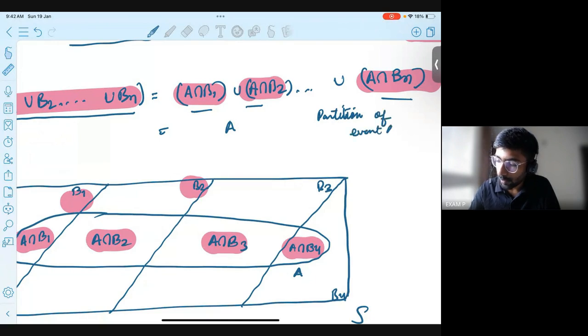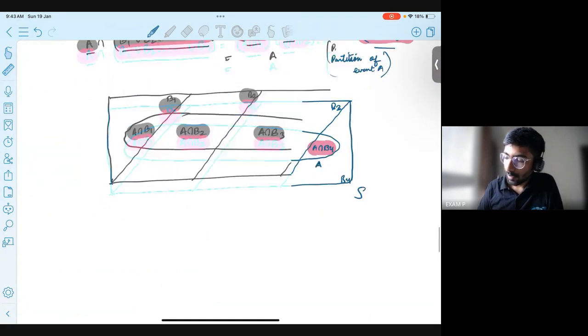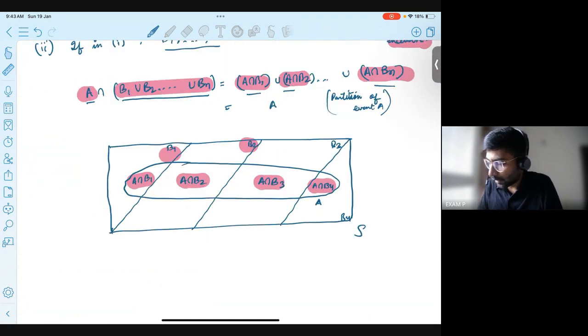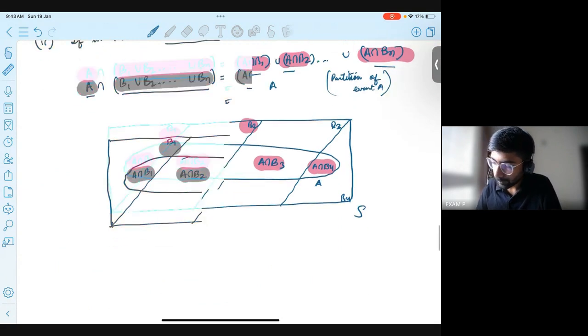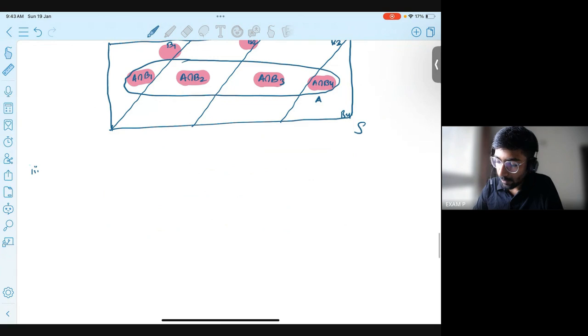I don't know how it will show up in questions, but this is what it means. And in terms of concept, you should be able to understand what they are saying. Going ahead, this is simple. A union A complement should be giving you the sample space.